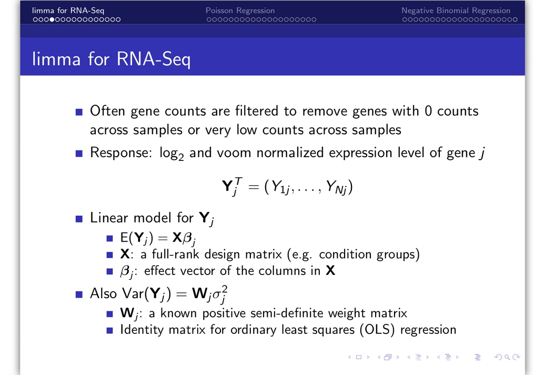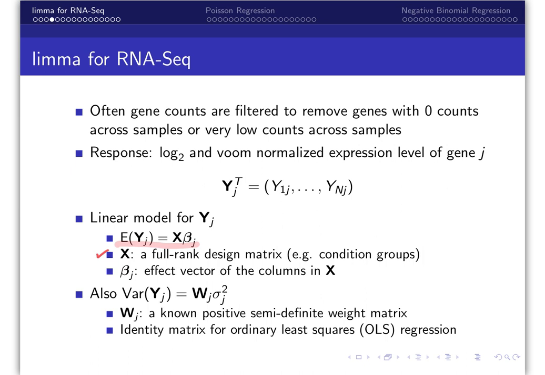Here's a quick review of our linear regression model, where for gene j in samples 1 to n, we have log base 2 transformed voom normalized gene expression data represented by Y. Note that the boldface font indicates we have a vector or matrix. The linear model for Y is that its expected value is X times beta.